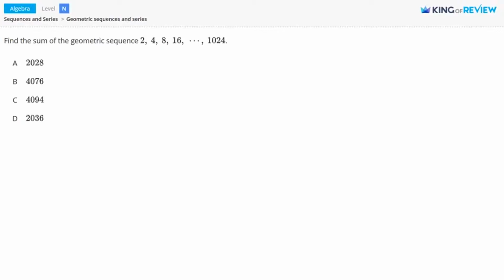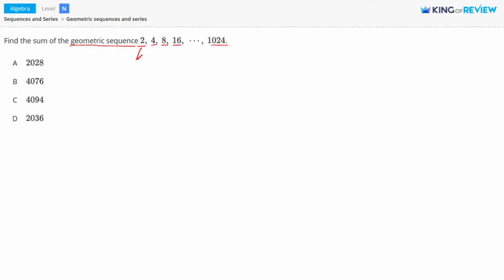Find the sum of the geometric sequence 2, 4, 8, 16, and the sequence continues until the last term, which is 1024. So we're dealing with a geometric sequence. A geometric sequence is a sequence or list of numbers or terms where the ratio of any term to the previous term is constant. So each of these numbers here is a different term.